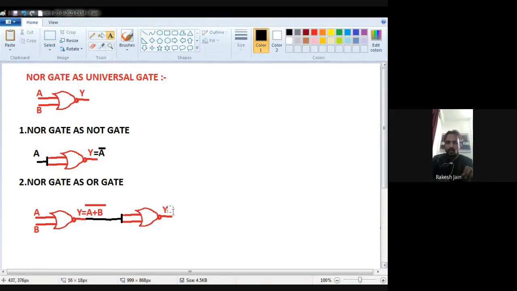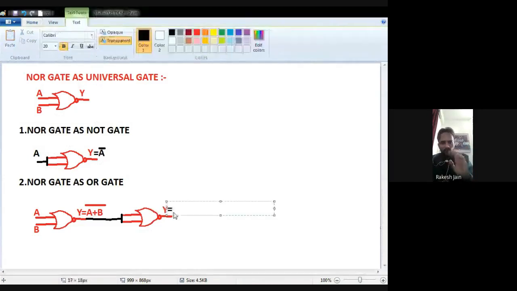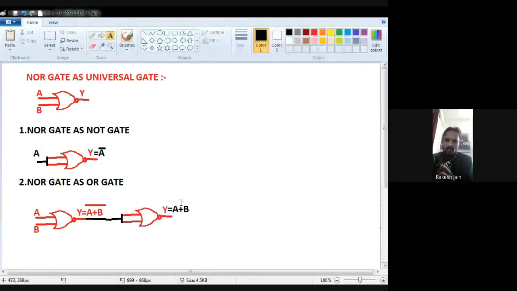So what is the input? Input is (A plus B) bar. So what is its opposite? What is its complement? That is, the bar will be removed, and it is simply A plus B. And this is the equation of which gate? Y is equal to A plus B is the equation of an OR gate.